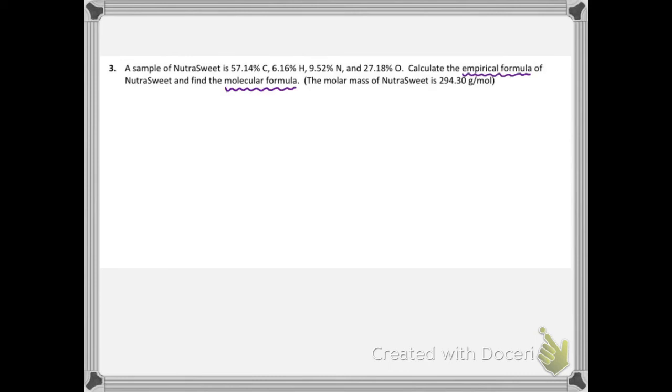Okay, well, number 3 is a tasty problem indeed, at least if you like NutraSweet. You're given the percent composition of the different elements in NutraSweet, and you're asked to calculate both the empirical and the molecular formula. Of course, you realize that you have to follow the poem and calculate the empirical formula first, and only then can you go ahead and find the molecular formula. So let's find our empirical formula.